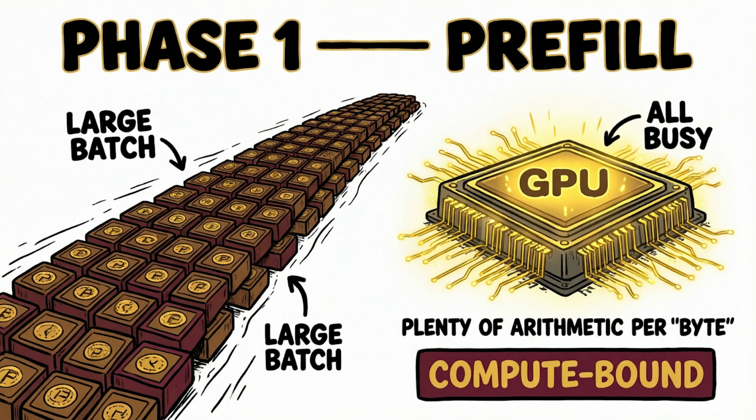This becomes especially clear when you compare the two phases of LLM inference. When processing your input prompt, in what is called the prefill phase, the GPU handles a large batch of tokens at once and performs large matrix multiplications. There is plenty of arithmetic per byte of data loaded, so the compute units stay busy. This phase is compute bound.